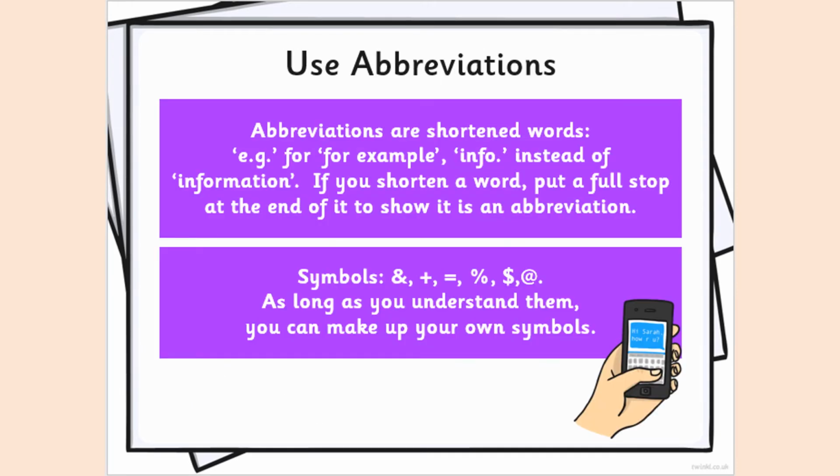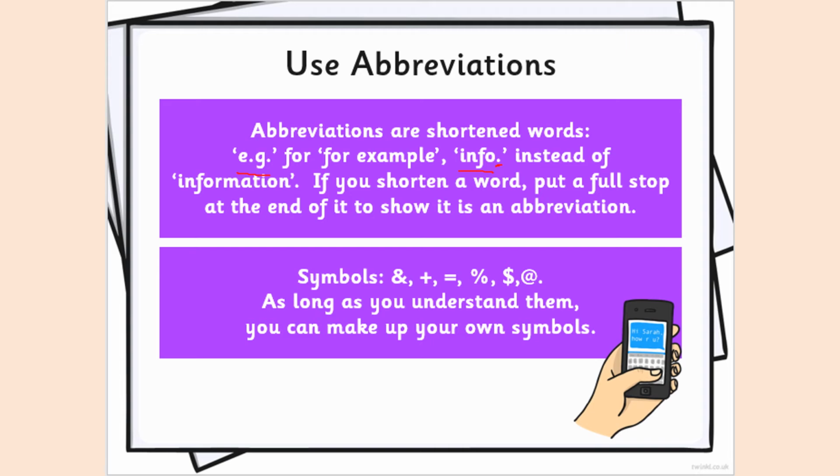Abbreviations. So abbreviations are shortened words. For example, e.g. is shortened for example. You can write info instead of information. If you shorten a word, don't forget to put a full stop at the end of it to show that it is an abbreviation. Like if you see info over here, there's a full stop at the end.